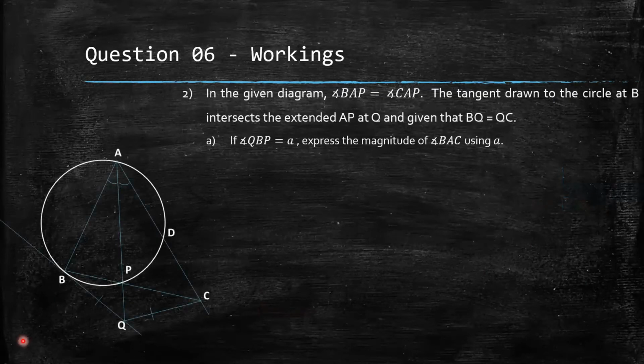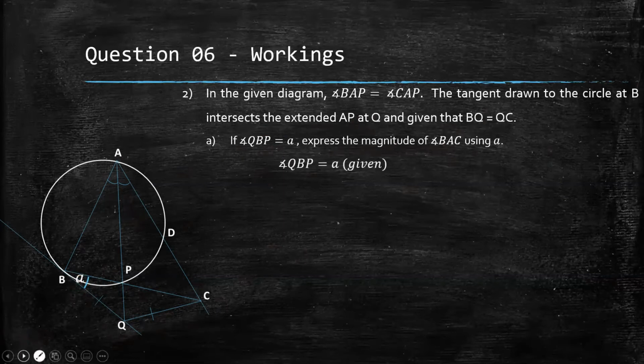Now, in this part, in the given diagram, angle BAP is equal to CAP. So here BAP, which is this angle, is equal to CAP, this angle. The tangent drawn to a circle at B intersects the extended AP at Q, this one, and given that BQ is equal to QC. Now, it says if angle QBP is A, express the magnitude of BAC. That means this whole angle using A. Now, let's mark it as A.